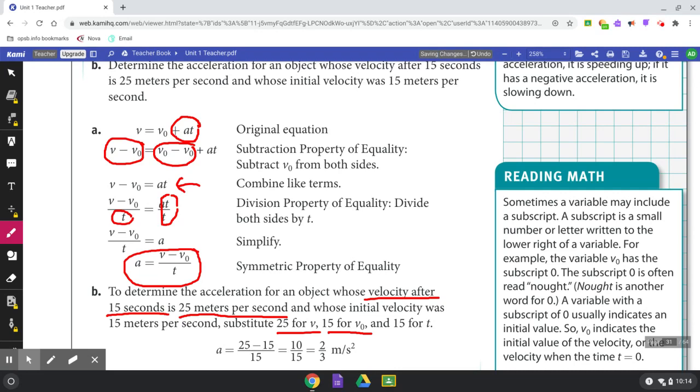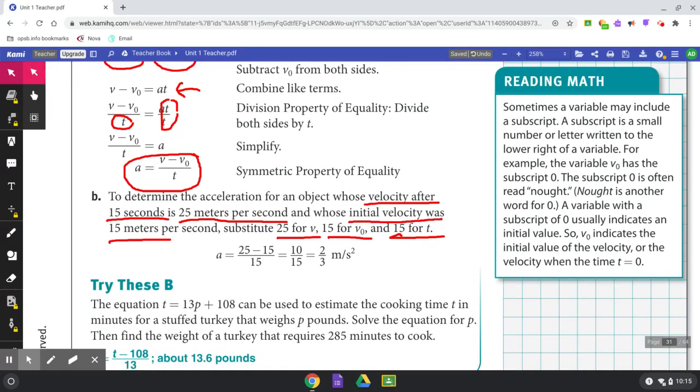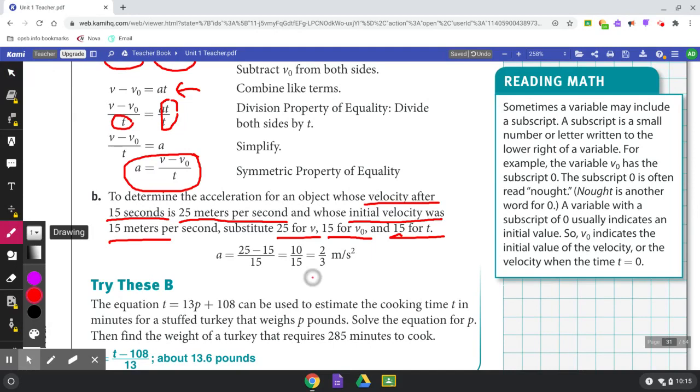And whose initial velocity, I had that backwards. V sub 0 is the initial velocity. I'm sorry. Initial velocity was 15. The time is 15 seconds. Okay, so 25 for V, which is the velocity. 15 for V sub 0 because that was the initial velocity. And then 15 for T because that was your time. When you substitute in those values into that equation that we just solved, you get 2/3 meters per second squared.